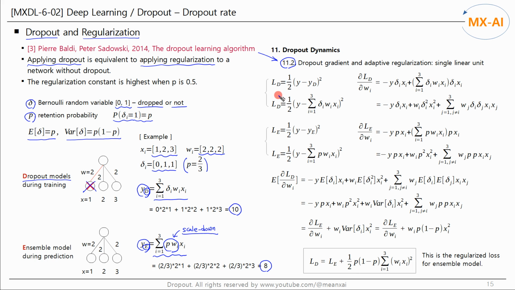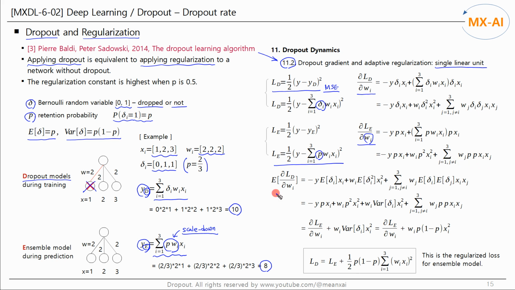Now let's consider the loss L of the dropout model. This is a single linear model and uses a mean squared error loss. The gradient of loss LD with respect to Wi is as follows. The loss LE of the ensemble model is also like this. The dropout model uses delta, and the ensemble model uses retention probability P. The gradient of loss LE with respect to Wi is as follows.